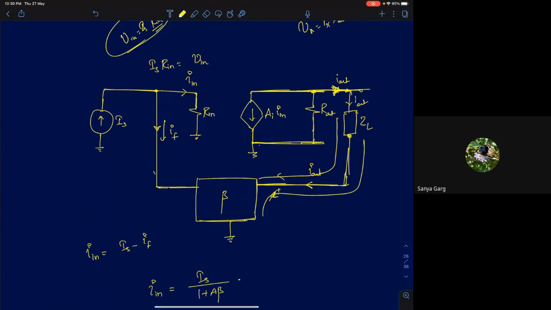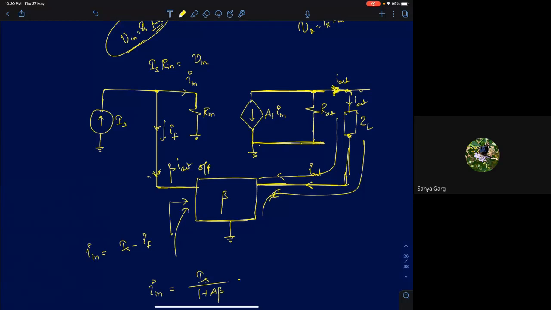Now the current flowing at this node, at the other end of the feedback network, should be exactly beta times I out. It should be independent of what is connected at this terminal. It should be independent of Rn, because I am connecting it to Rn here. So what will be the ideal output resistance of this current feedback network? This terminal, I'm calling it the output.